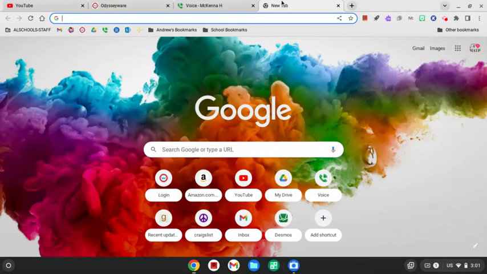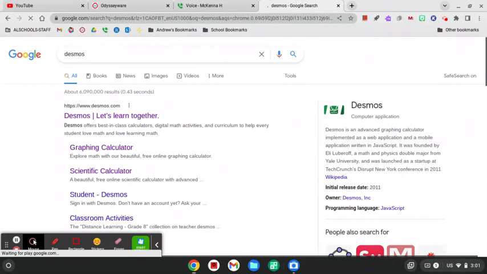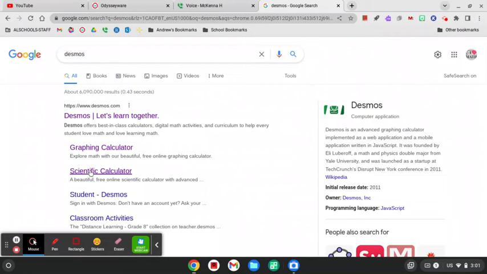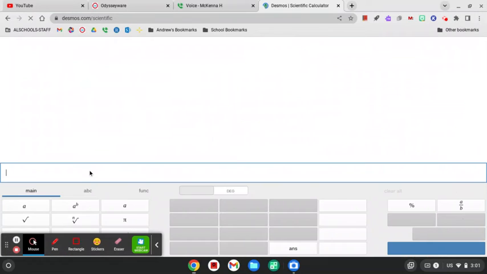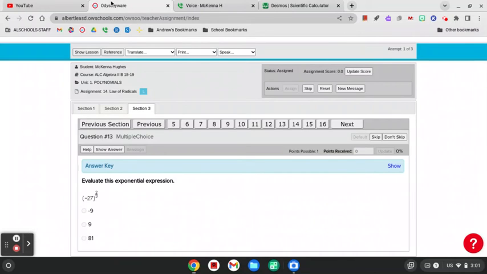If you open a new tab and you Google Desmos, you're going to get the option of a graphing calculator or a scientific calculator. Go with a scientific calculator. So Desmos, the scientific calculator. And this is going to be like my blue calculator that I just showed. So we're going to type this in. It was, let's see, parentheses, -27 parentheses to the 2/3 power.